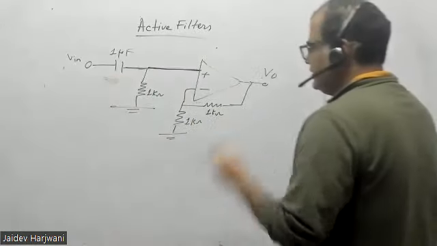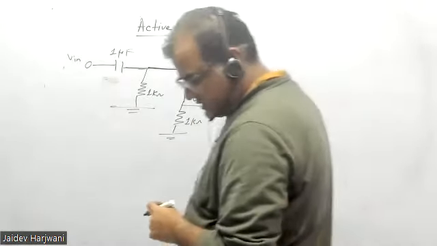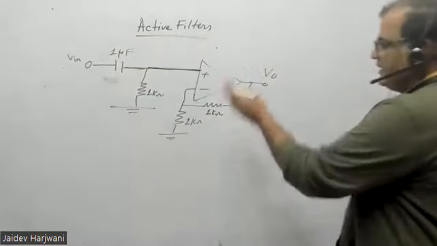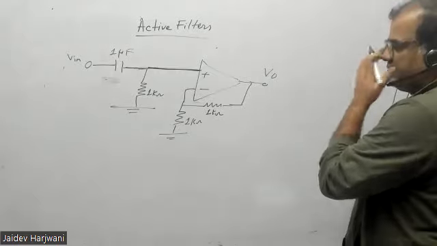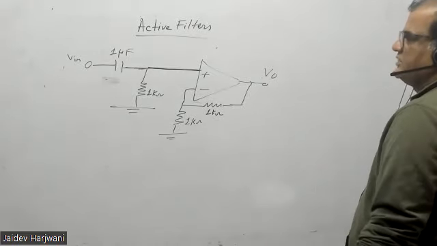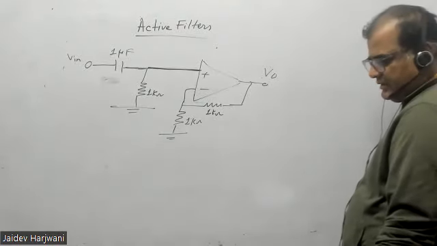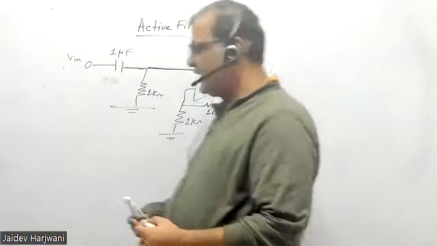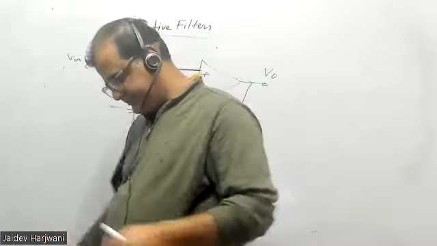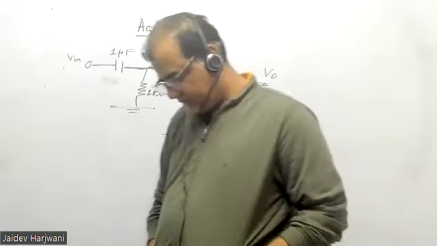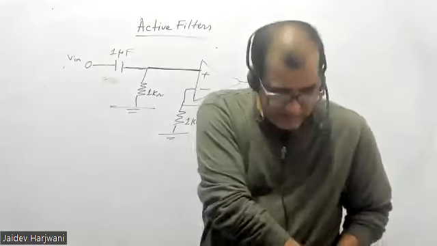Okay. Now in the question, what are they asking? They're asking to identify the filter and find the maximum gain and the cutoff frequency of the filter. Calculate maximum gain and frequency. Maximum gain will be at infinite frequency. And you have to find the cutoff frequency for this question.